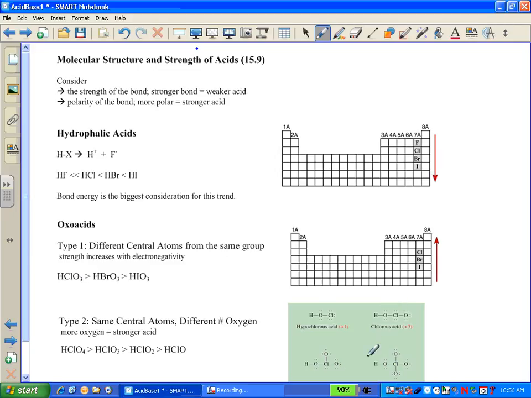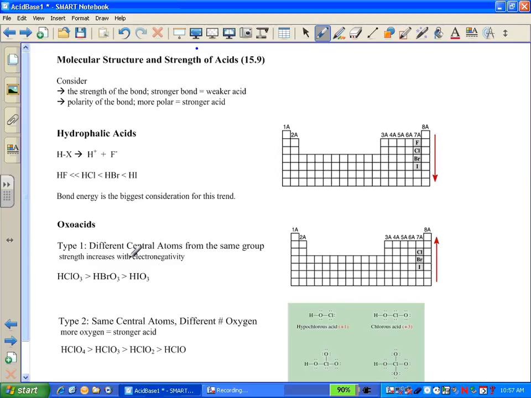So if we look at this molecule here, we can see what the structure is. The chlorine is in the middle, there are the three oxygens, and then the hydrogen is attached to an oxygen. The more electronegative this chlorine atom is, the more it's drawing electron density away, and the impact is a weakening of this bond, which makes it stronger.